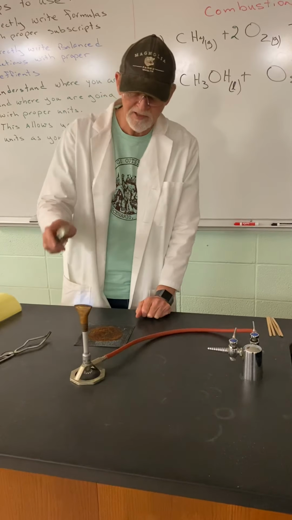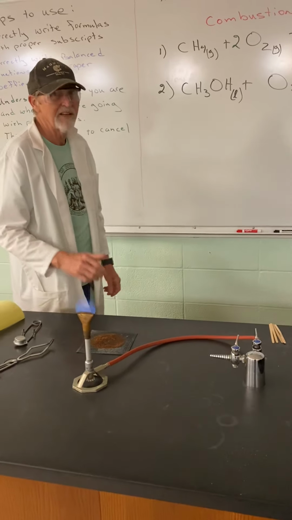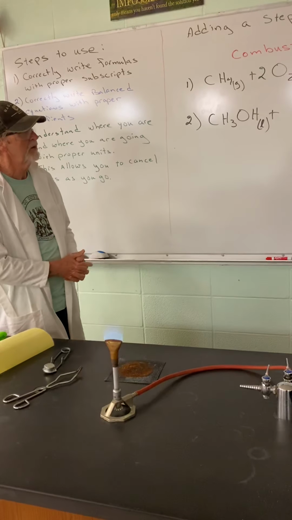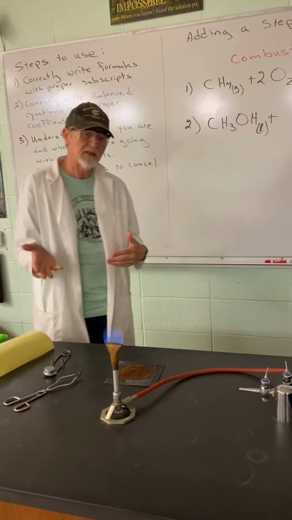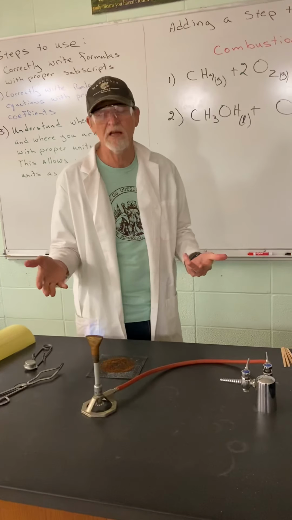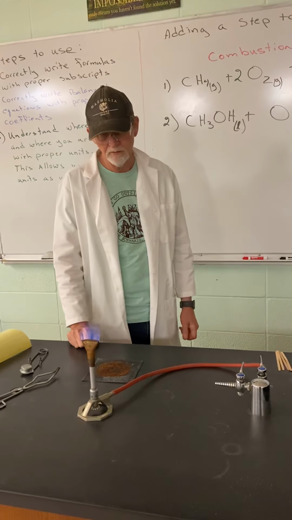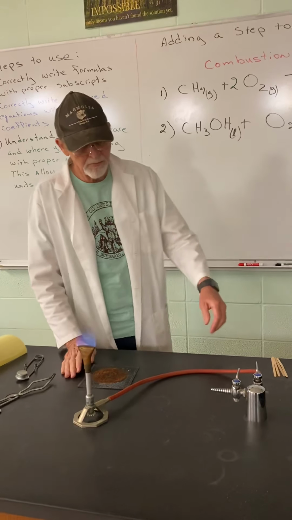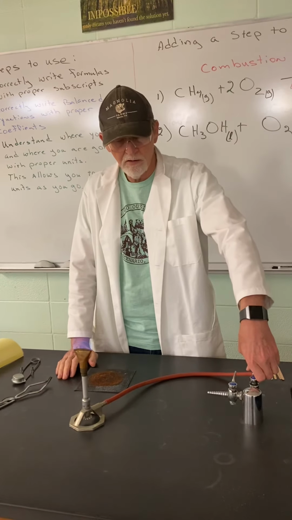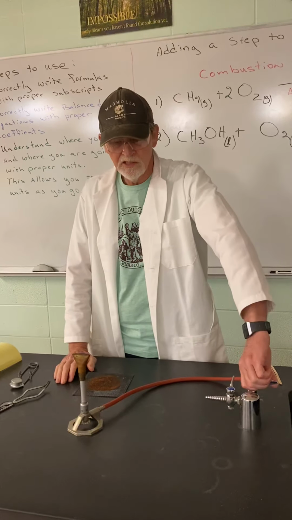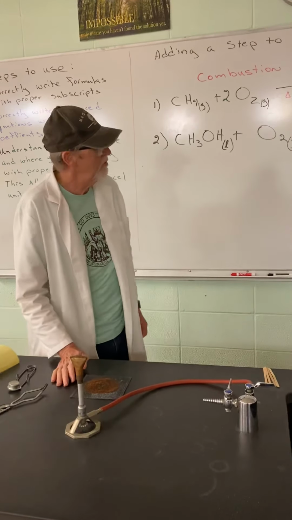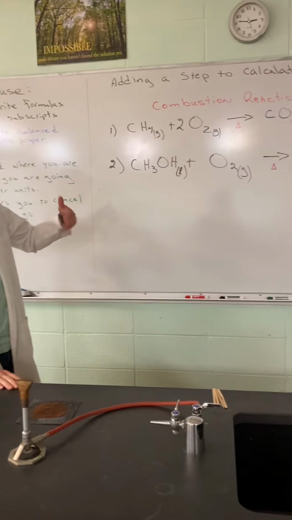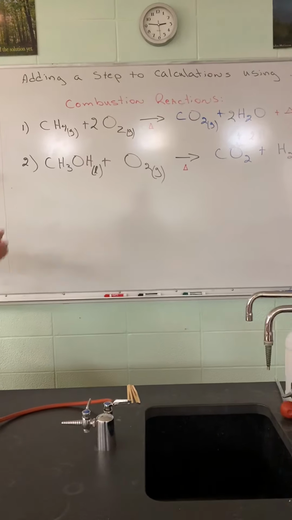Gotta have a little fun with stuff, right? So that's the combustion of methane, very simple. It's about 3 psi, which is pounds per square inch per minute. So that's about what that is, and we'll go ahead and turn that off so I don't have an open flame unattended.